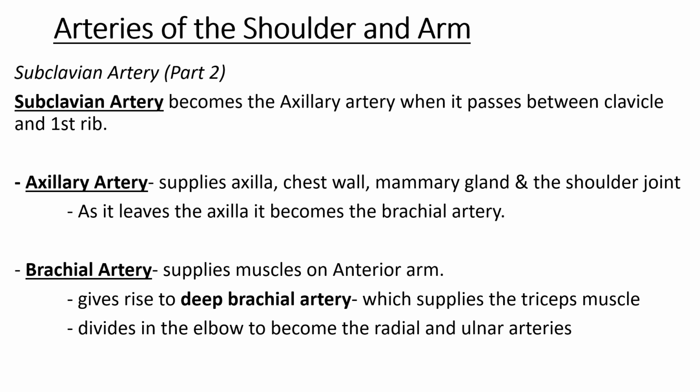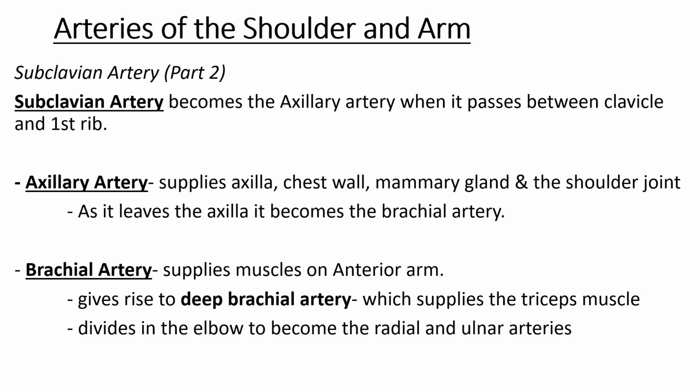As it heads on down the arm and leaves the axilla, now it becomes the brachial artery. So just be clear on that. My subclavian artery becomes the axillary artery, which becomes the brachial artery as we move through the different parts of the arm. So this is going to supply muscles on the anterior arm. Remember, this is from anatomical position, so our arms are kind of palm up here to be the anterior arm. Our brachial artery is also going to give rise to the deep brachial artery, which is going to slip around the back and supply the triceps muscles on the back of our arms.